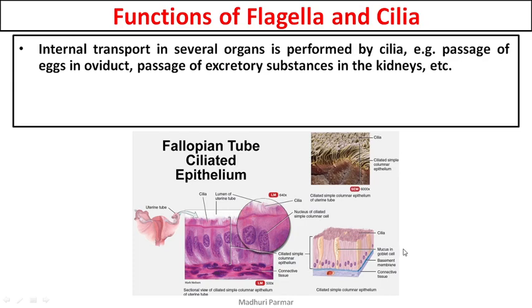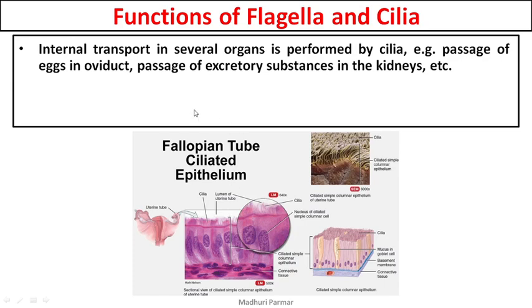Now what happens is, when the egg is released from the ovary, this egg is to be transported to the uterus, right? It has to move down the fallopian tube and into the uterus. The egg does not have flagella or cilia. So how will it move? For its transport and movement, these cilia will beat in one motion and allow the ovum to pass from the ovary towards the uterus.